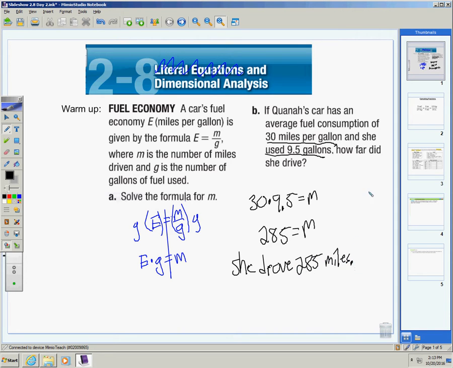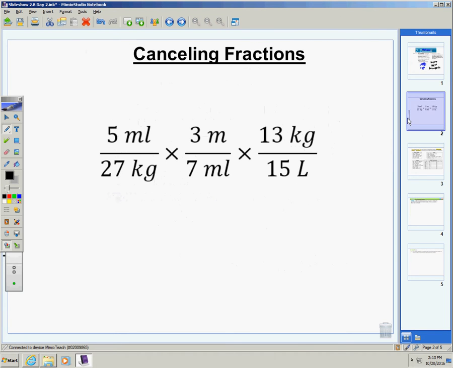Now what we're going to be talking about today is dimensional analysis. And when we do this, I want to review canceling fractions. If you'd see this, this looks pretty complicated, and I only want to talk about canceling out units. Whenever units, for example milliliters, are connected diagonally by a multiplication sign, they cancel out. So that means there wouldn't be any milliliters.